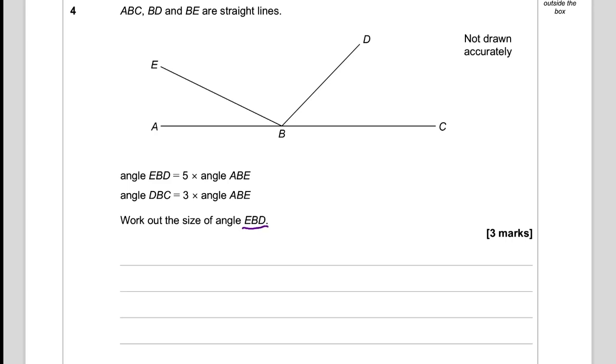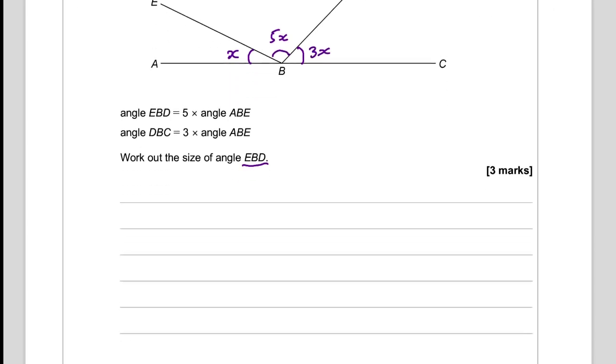Right, so I'm going to introduce algebra to help me out with this. If I call this angle x, then EBD is 5 lots of angle ABE, so that would be 5x. And angle DBC is 3 lots, so that would be 3x. Those angles need to add up to 180, so 9x is equal to 180. Divide both sides by 9, x is equal to 20.